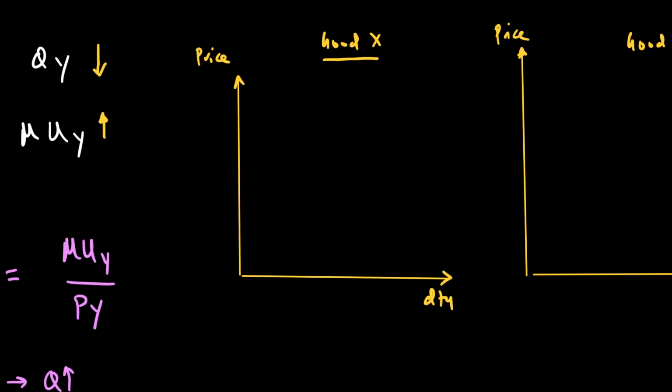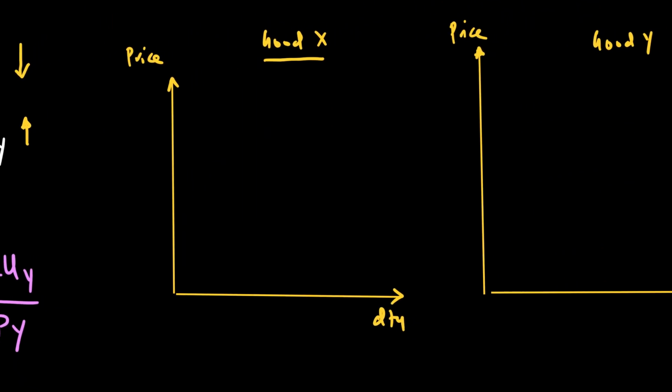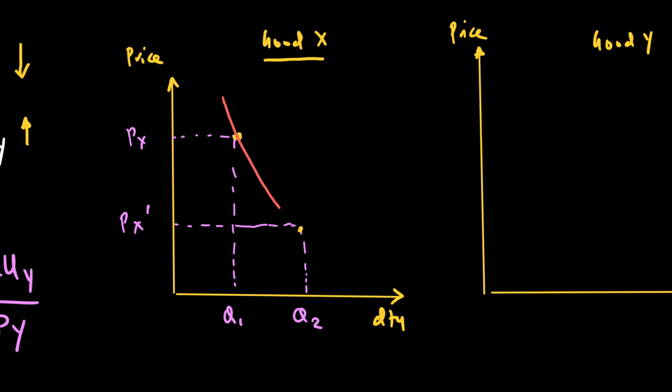So look at this, guys. When the price was PX, I was buying, for example, Q1 of X. But when the price goes down to PX dash, I'm buying more because the marginal utility per dollar spent is going up. So I'm buying more of this good. And when I join these two points together, I get what we call an individual consumer's demand curve, which says that when price goes down, quantity demanded goes up because of the marginal utility per dollar spent going up.